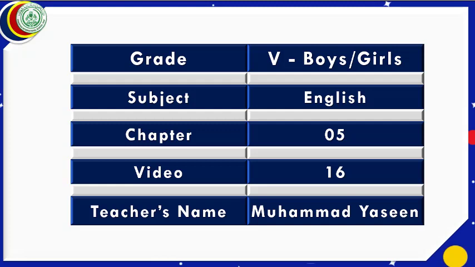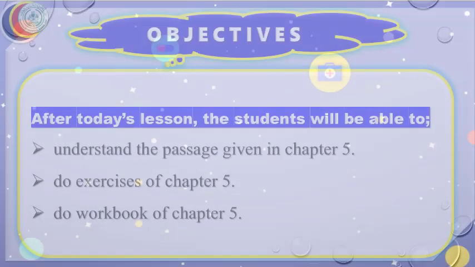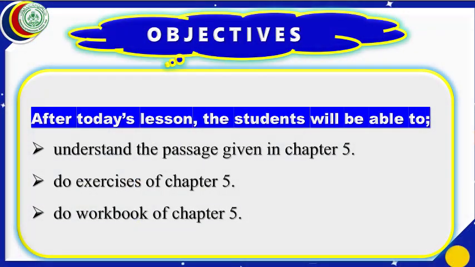This is our 16th video in this class. We shall do chapter 5 of Active English book 5 today. After today's lesson, students will be able to understand the passage given in chapter 5. They will be able to do exercises given at the end of this chapter. They will learn to do workbook of chapter 5 also.